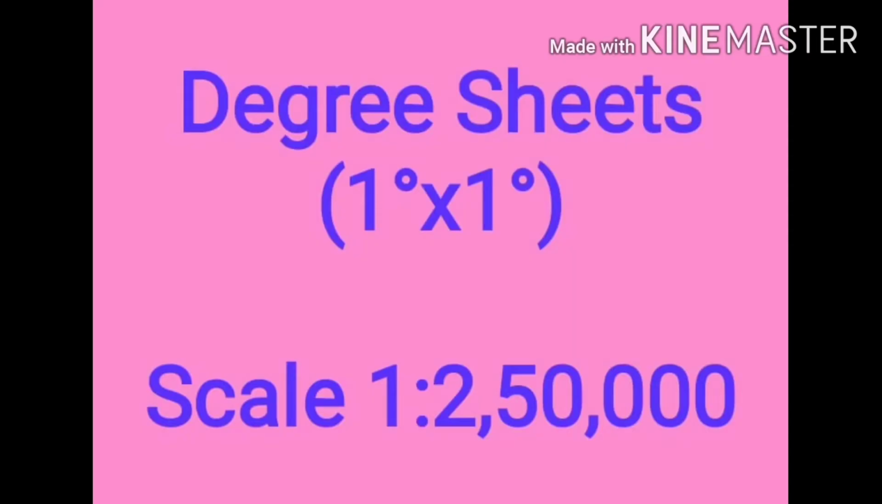Degree sheets: the latitudinal and longitudinal extension of a degree sheet is 1 by 1 degree. This sheet is prepared using the scale of 1:250,000.